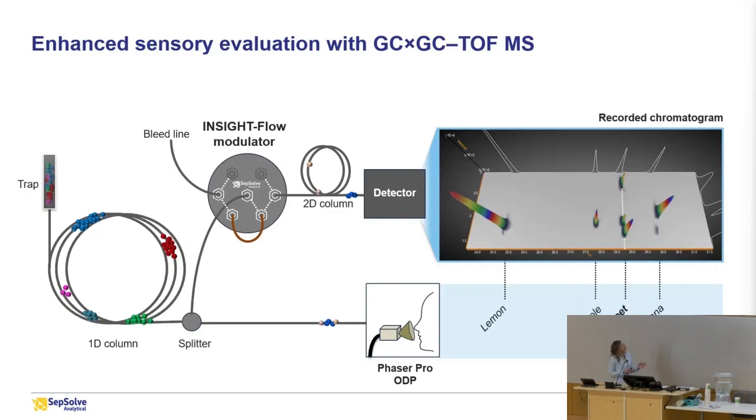Well, what we have done is actually put a flow modulator on the line that's coming off of the splitter, and then that has a 2D column, and then that hits the detector. So that allows us to now see that the sweet aroma is actually put together from 3 different compounds in this specific case.